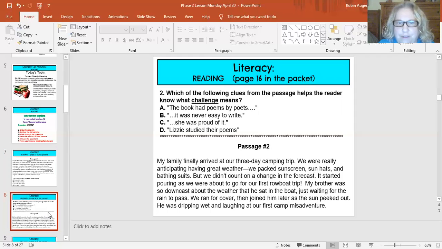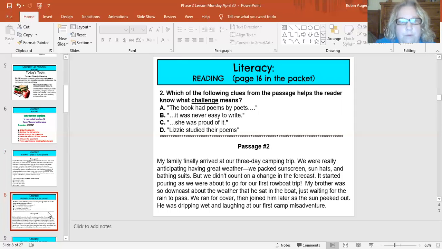She was proud of it. I think when you overcome a challenge, you're usually proud of yourself, but that doesn't necessarily mean challenge. Okay. If she was proud of it, she was proud of it. I can't think of another word right now off the top of my head. Okay. Now, Lizzie studied their poems. Well, that's the act of studying. And just studying itself doesn't necessarily mean that it's a challenge. So let's go with it was never easy to write. That's the one that makes the most sense.